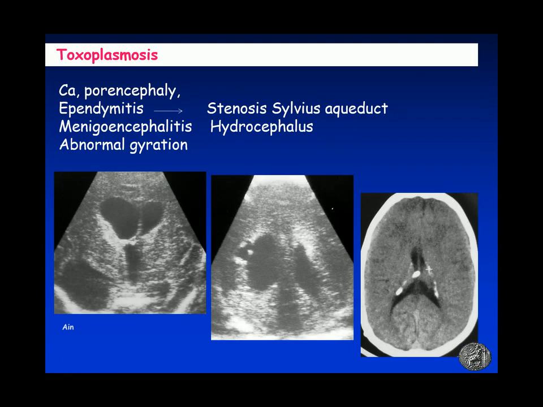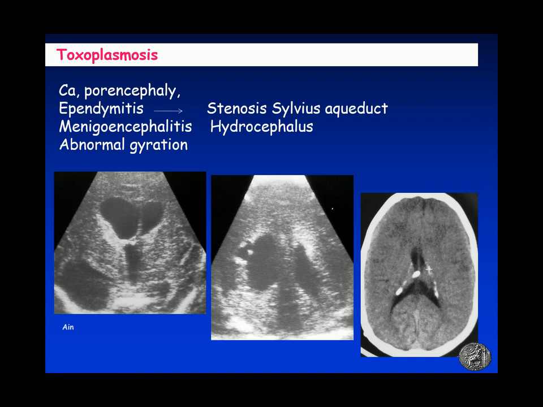Toxoplasmosis, oftentimes you see calcifications and porencephaly. Porencephaly is a clastic lesion, a cyst in the brain due to destruction of the brain communicating with the ventricular system. And here you see that there is ventricular dilatation, you see the large ventricles, and you see a cyst formation communicating with the lateral ventricles. What happened to those cases?